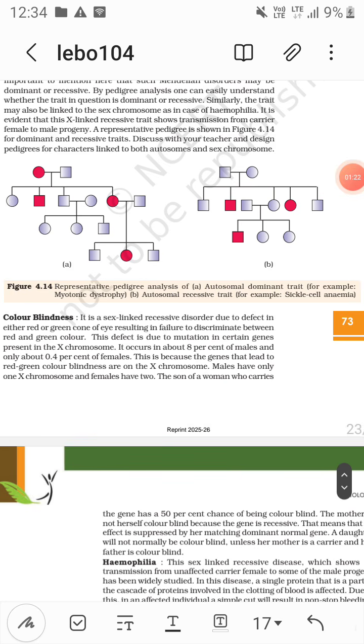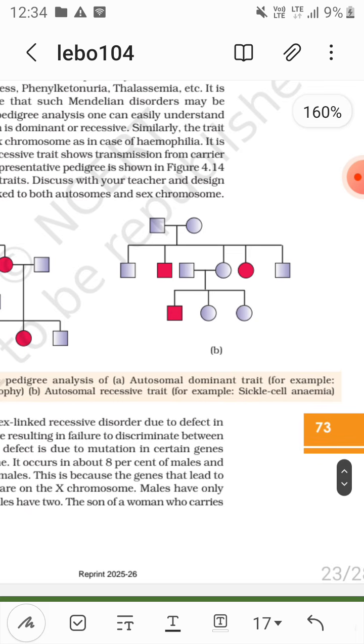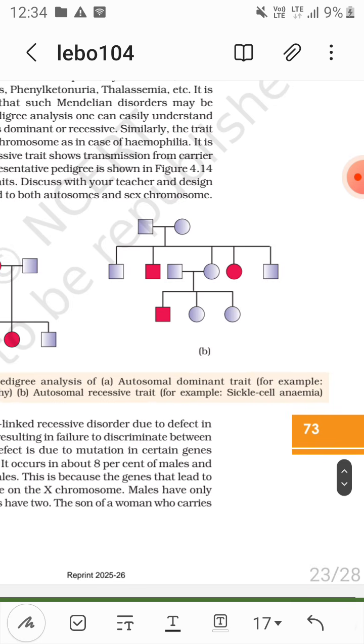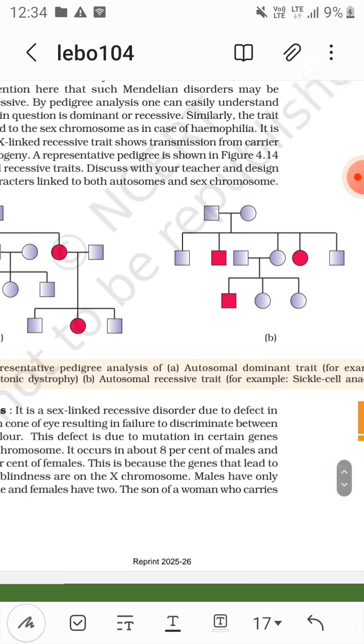First one is the autosomal dominant trait, for example myotonic dystrophy, and an autosomal recessive trait, for example sickle cell anemia. Now, in the case of sickle cell anemia, both the parents are not affected for sure, they can be carriers. So the disease is seen in male and female, and in the second generation you see a male is affected.